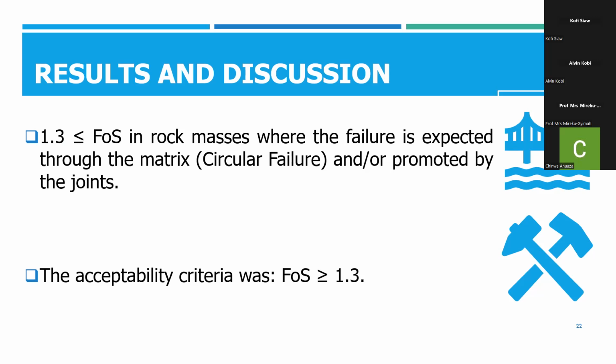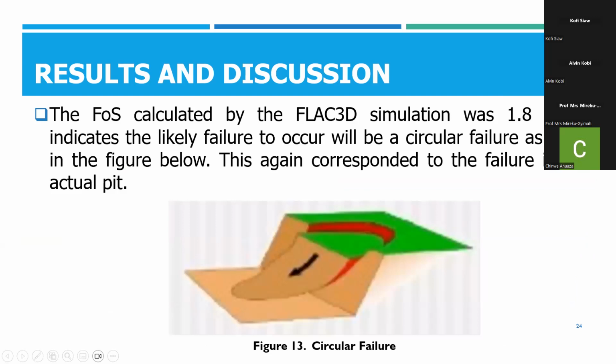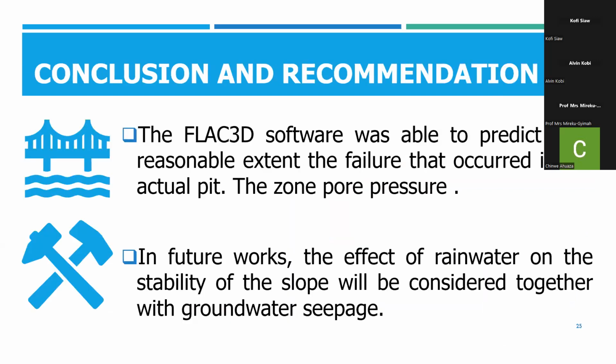Okay, so this is basically a 2D section view as shown in figure 11, where the displacement was occurring. And the factor of safety that was computed for was 1.8. So comparing the factor of safety that was attained, we can see that the failure that was occurring in the pit was actually a circular failure, as shown in figure 13. Okay, so FLAC3D was basically able to predict to a reasonable extent the failure that occurred in the actual pit. And also the zone pore pressures were calculated for.